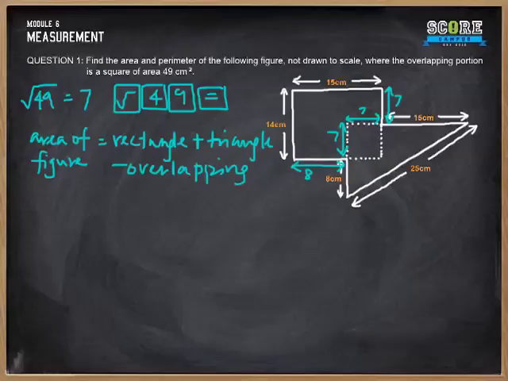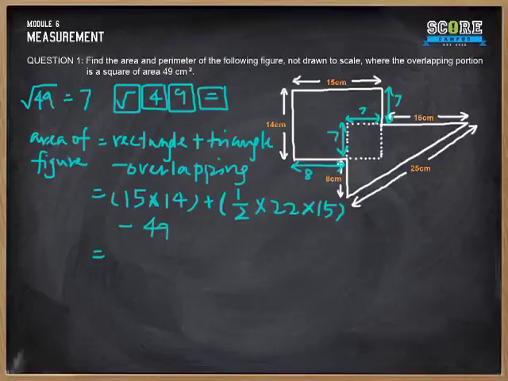Right? So let's plug in the numbers. You get 15 times 14, which is the area of the rectangle. And you add that to the area of the triangle, which is half times base times height: half times 22 times 15. And then you minus 49, which is given, the overlapping area. Then you get 210 plus 165 minus 49, and you get the answer, which is 326 centimeters squared. That is the area of the figure.